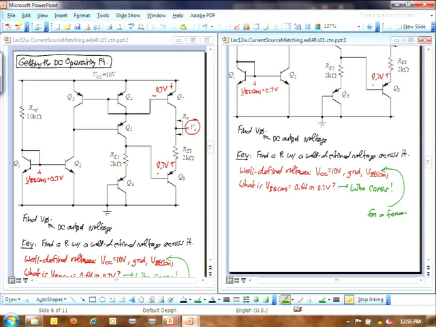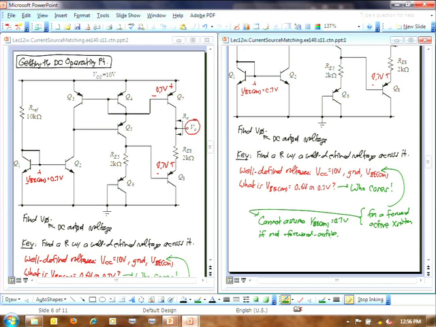For a forward active transistor, you can assume that. If not forward active, you cannot assume this. So we have to look at different transistors here and what we can assume. You have to go through this circuit and figure out whether all the transistors are in forward active or not.